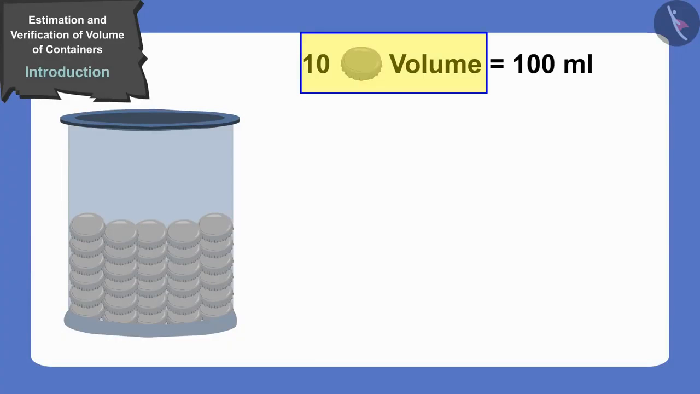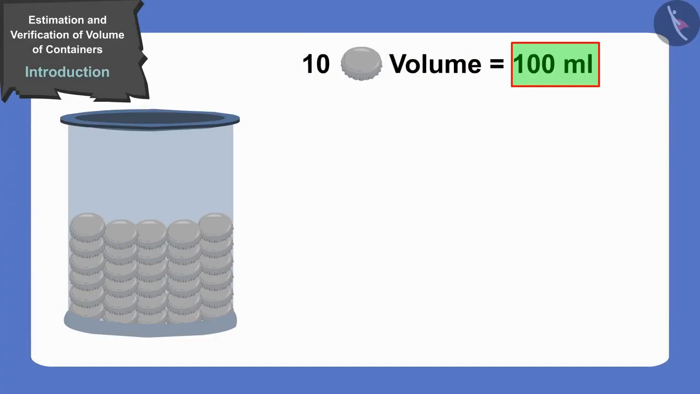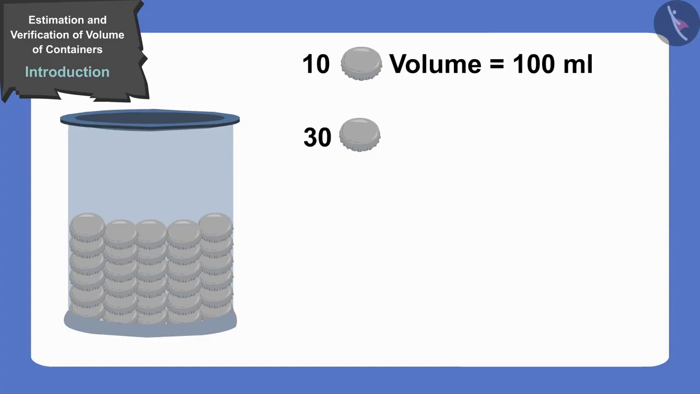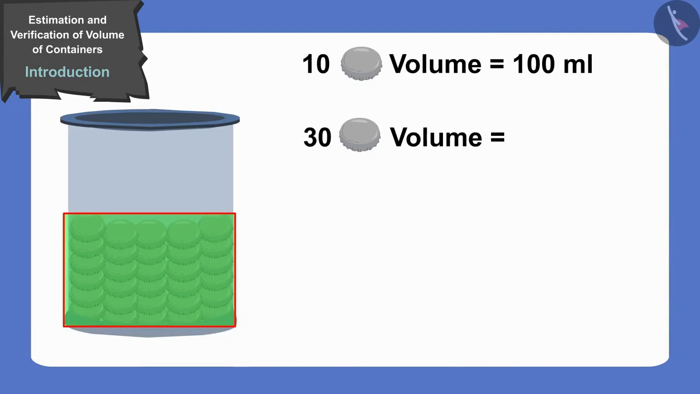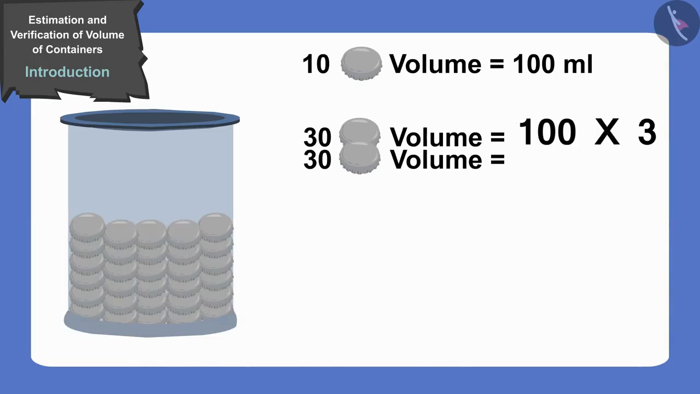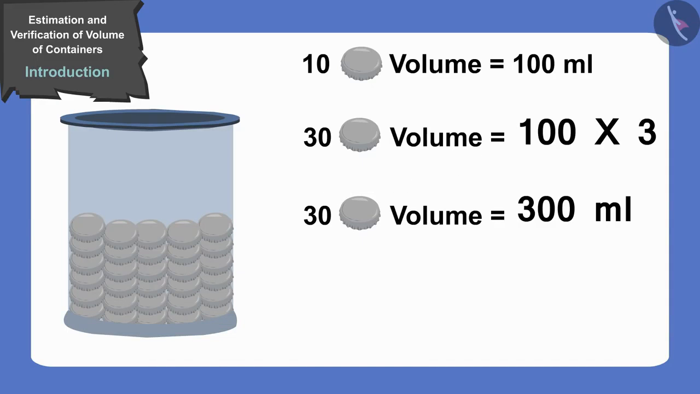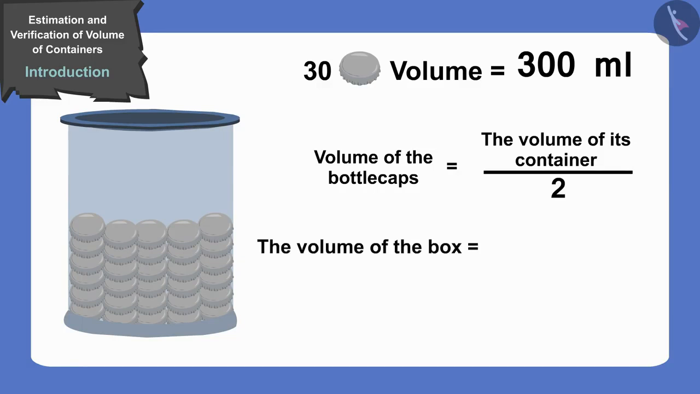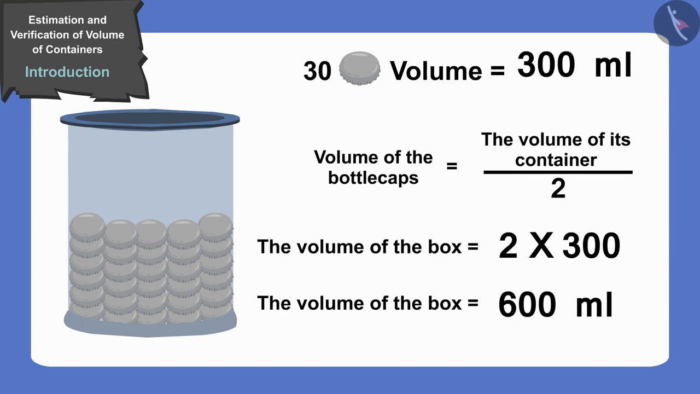The volume of 10 bottle caps is 100 milliliters and Babban has collected 30 bottle caps. This will mean the volume of the bottle caps collected by Babban is 100 times 3, that is 300 milliliters. But the volume of the bottle caps collected by Babban is half the volume of its container. Therefore, the volume of the box of Babban will be 2 times 300, or 600 milliliters.